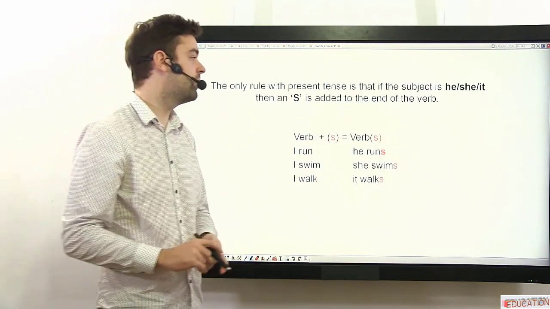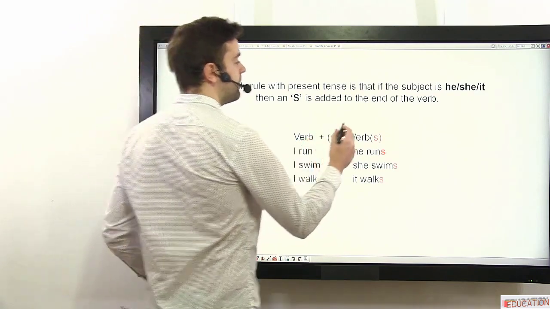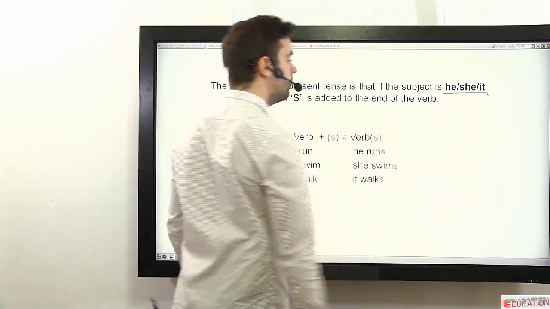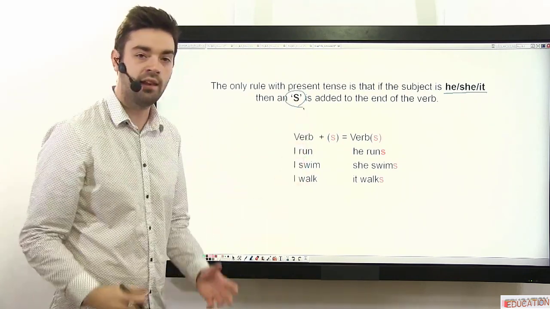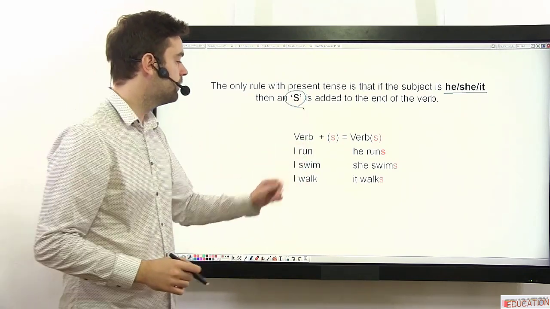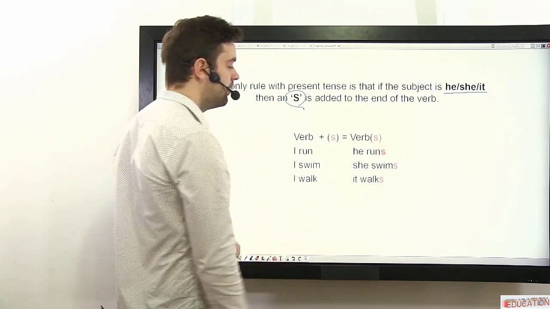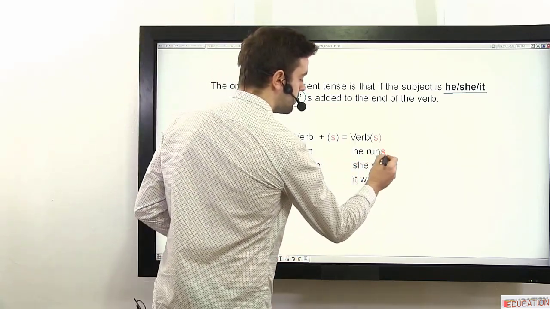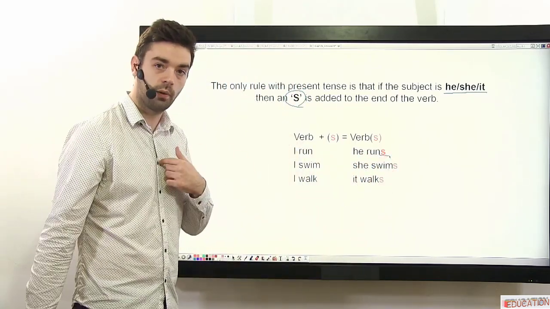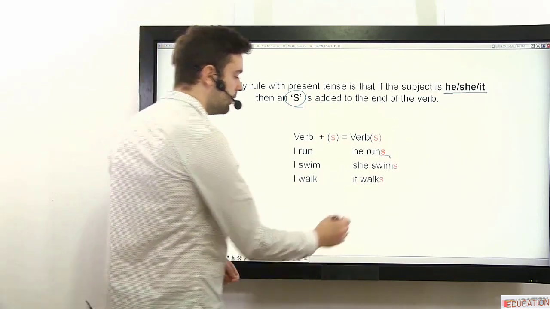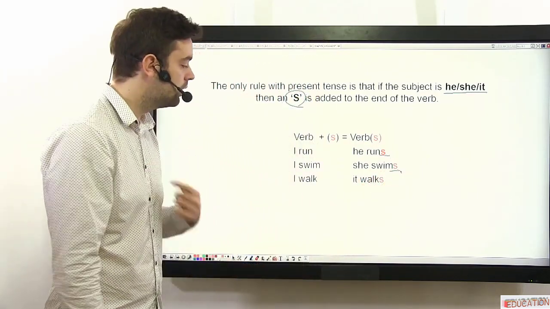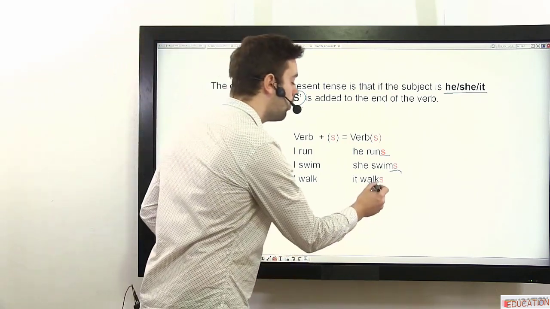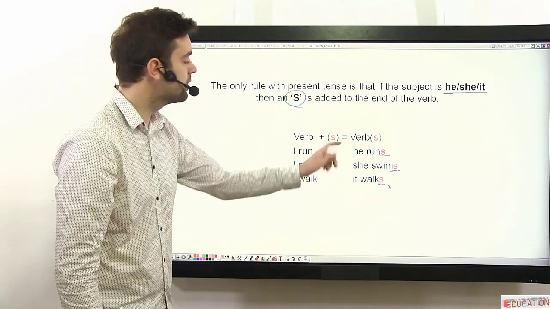The only rule with the present tense is that if the subject is he, she, or it, then we add an S to the end of the verb. For example, I run, he runs. I swim, she swims. I walk, it walks. So add an S.